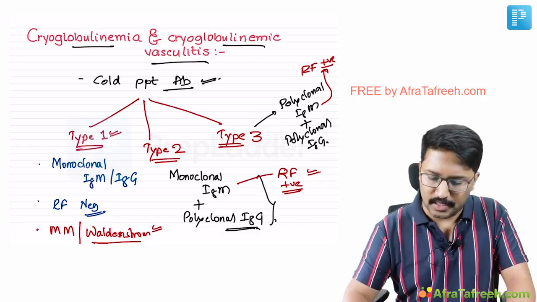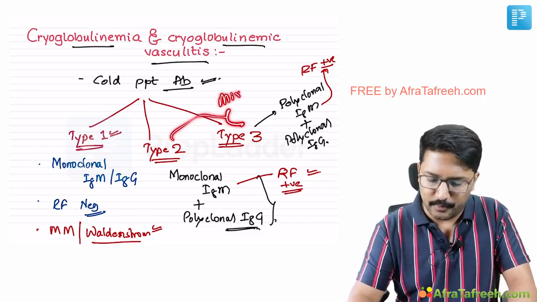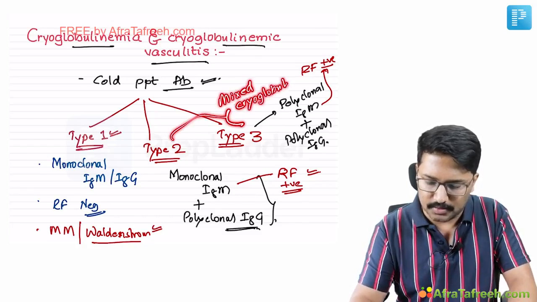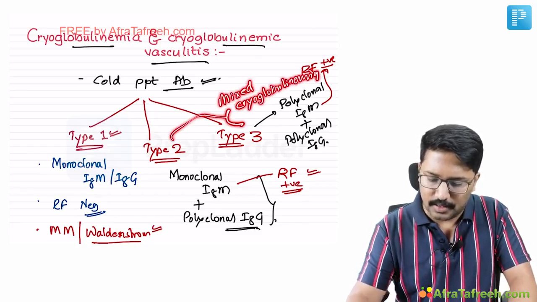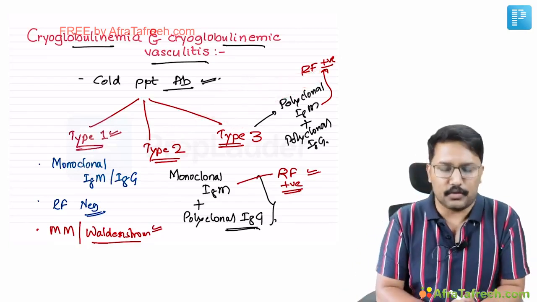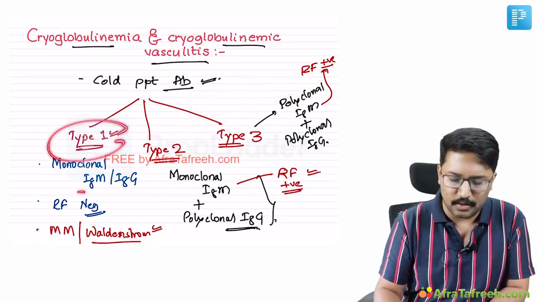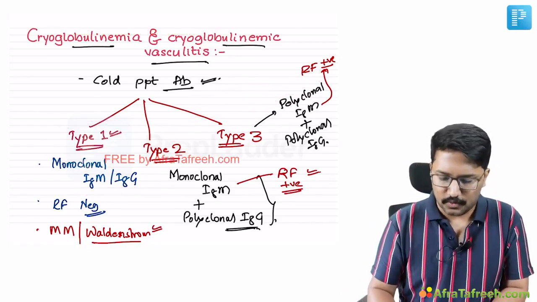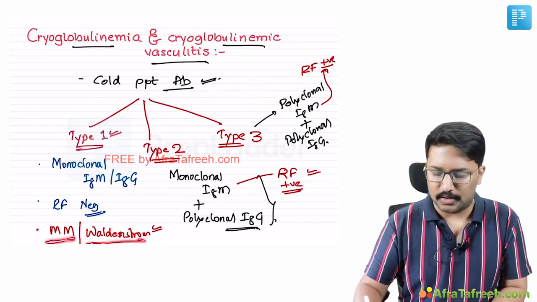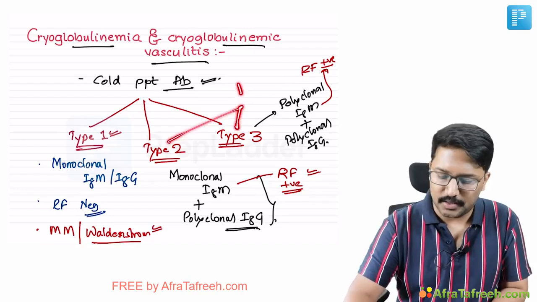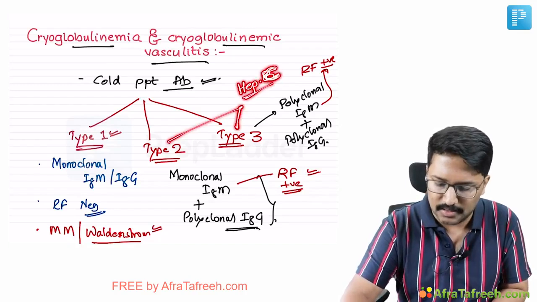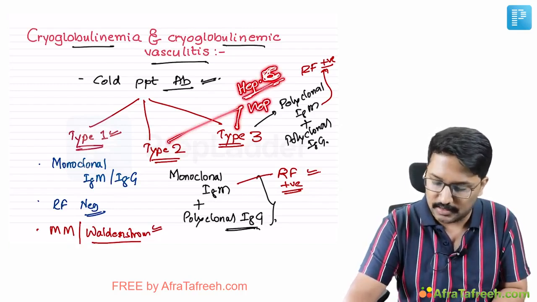Okay, so type 2 and type 3 is what we recognize as mixed cryoglobulinemia, because there is a mixture of IgM and IgG. In case of type 1, we only have monoclonal, so we don't call it mixed cryoglobulinemia. Now, the causes for type 1 we have already discussed, that is multiple myeloma and Waldenström. Type 2 and type 3 are typically seen in hepatitis C. They can be seen in various other infections, and can also be seen in hepatitis B.